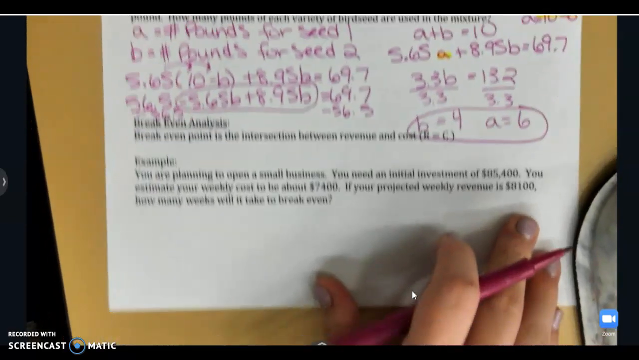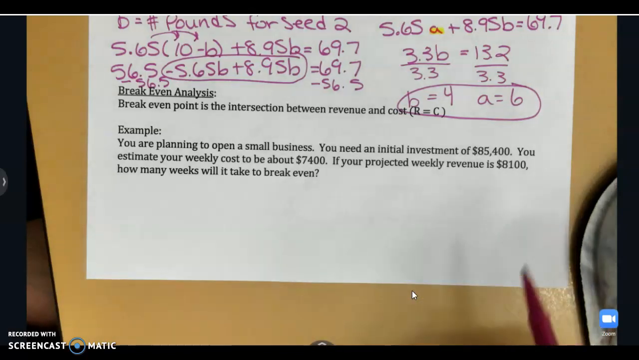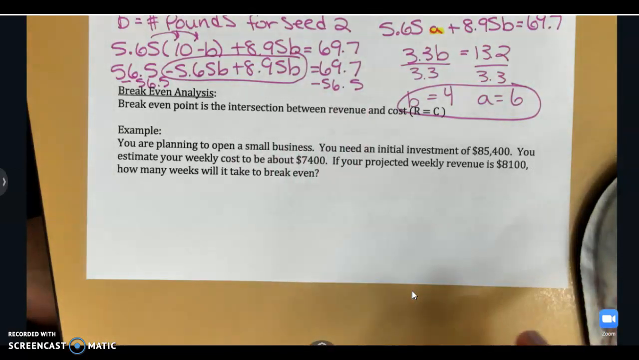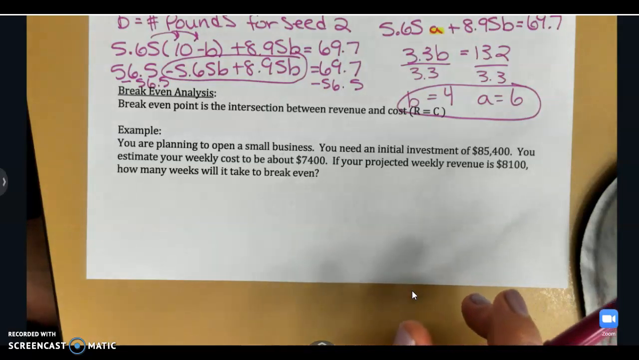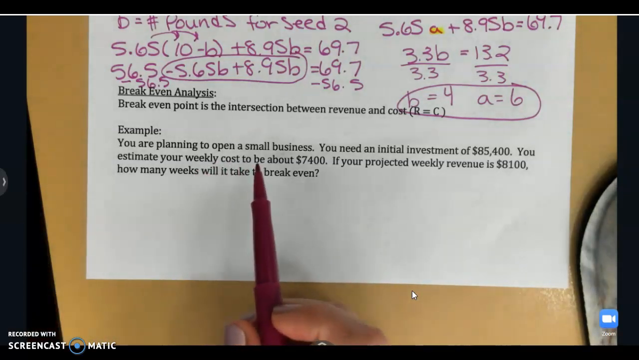Then last one, break even. Okay, so the definition of break even is when my revenue and my cost have equaled each other. So when you break even on something, all of the money that you spent equals all the money that you've made so far. So we don't have any profit, but we don't have any loss. It's a break even. So I'm planning to open a small business.